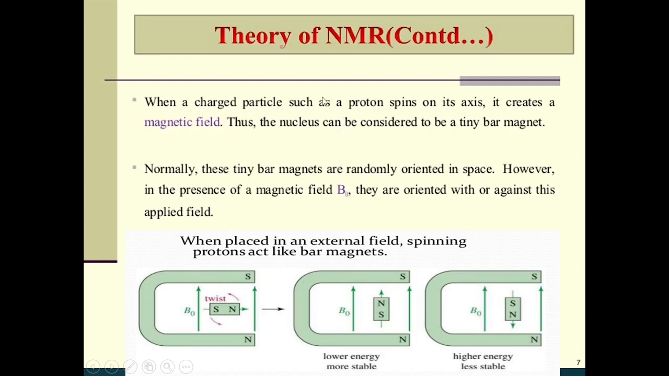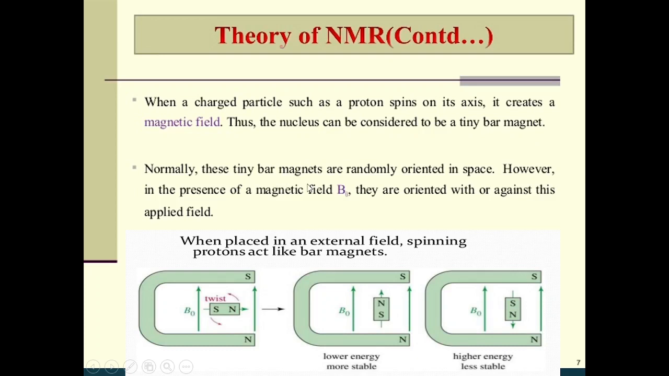Next we discuss the theory of NMR spectroscopy. When a charged particle such as a proton spins on its axis, it creates a magnetic field. So in the case of a nucleus, which is positively charged, its spinning motion also generates a magnetic field. So the nucleus can be considered as a tiny bar magnet.